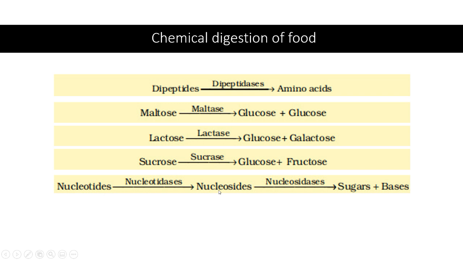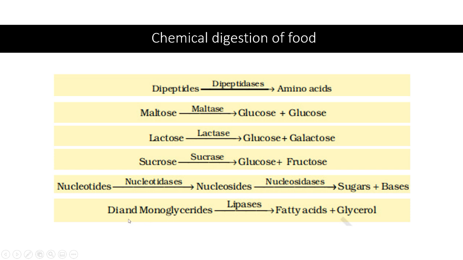Nucleotides are converted to nucleosides by nucleotidase enzyme, and nucleosides are converted to sugar plus nitrogenous bases by nucleosidase enzymes. And di- and monoglycerides, which are generally obtained after fat digestion, are converted into fatty acid and glycerol by lipase enzyme. We'll be seeing that in a moment.